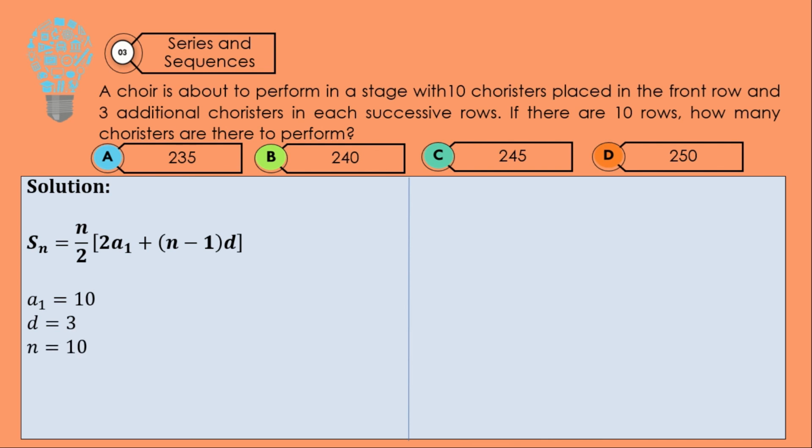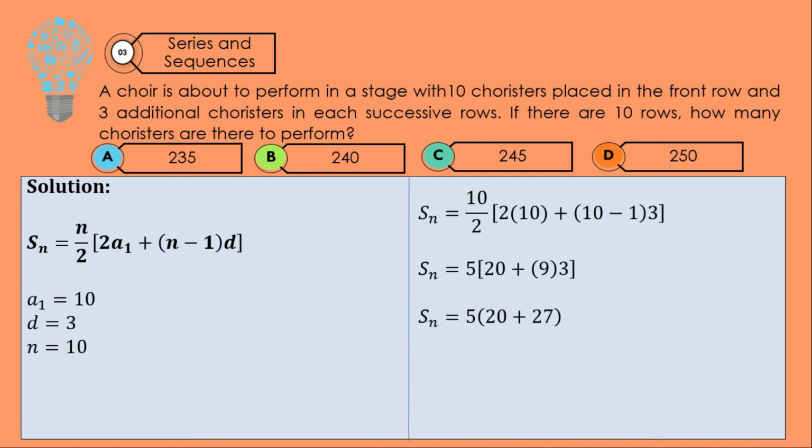Now again, let's substitute the given to the formula. We have S sub n is equal to 10 over 2 times 2 times 10 plus 10 minus 1 times 3. Divide 10 by 2, multiply 2 times 10, and subtract 10 minus 1, we'll have 5 times 20 plus 9 times 3. We'll have 5 times 20 plus 27. Add 20 and 27, we'll have 47. Then multiply by 5, we'll have 235. So our answer in this problem is letter A. So we have the same result.